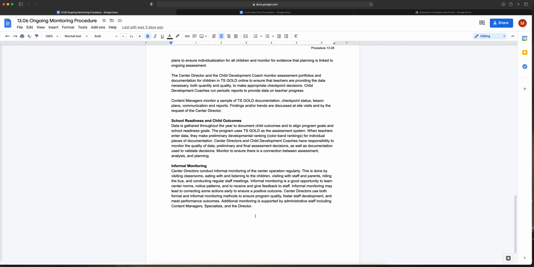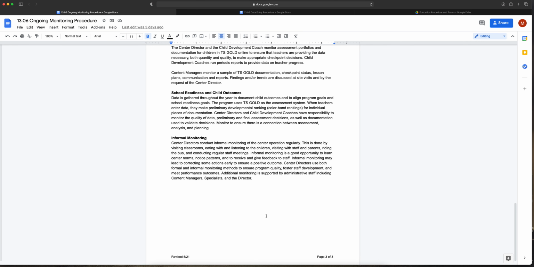The center director and the child development coach also monitor TSG data. This could be checkpoint data as well as observation data. That also happens through the content managers, specifically the education manager, who will monitor checkpoint status information, as well as do spot checks on observation information, checking for quantity and quality of observation data.